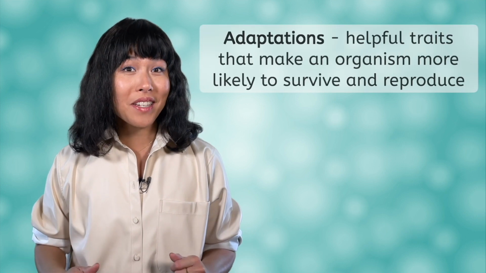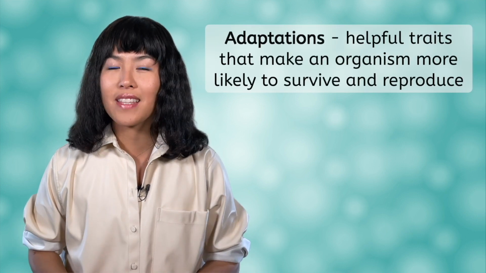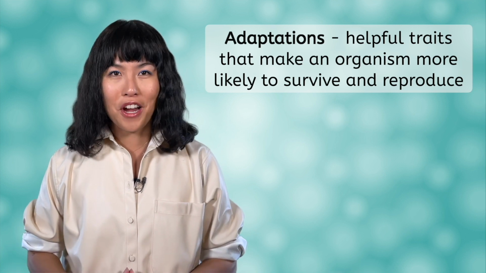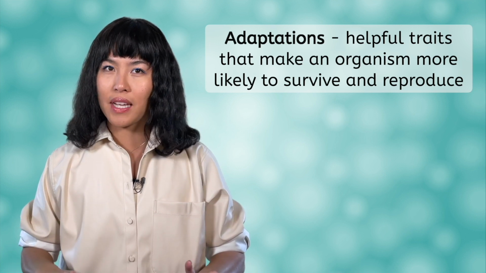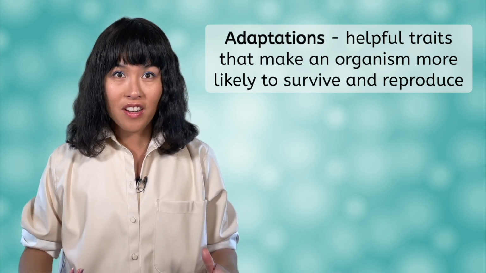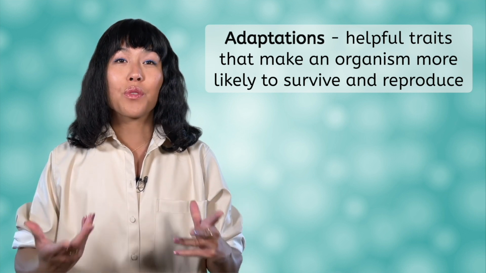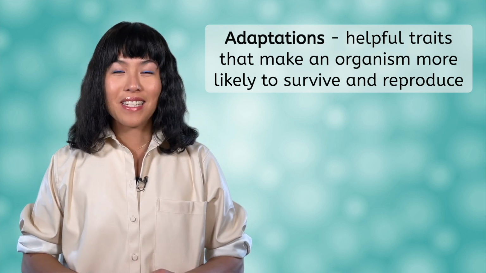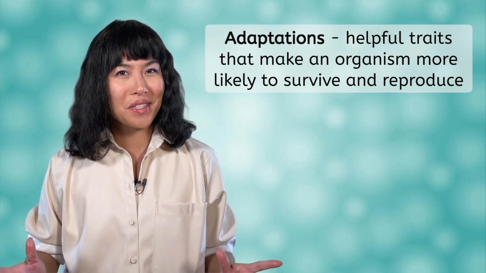Back in Unit 1, you may remember learning about adaptations. These are helpful traits that make an organism more likely to survive and reproduce in their environment. And as we just explained, organisms with these helpful traits will likely live longer and pass the helpful traits on to their offspring. Let's look at some fascinating examples of adaptations in the natural world.